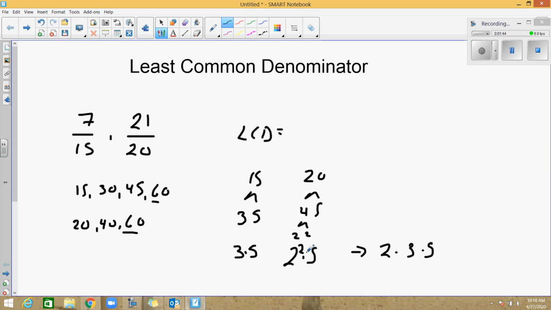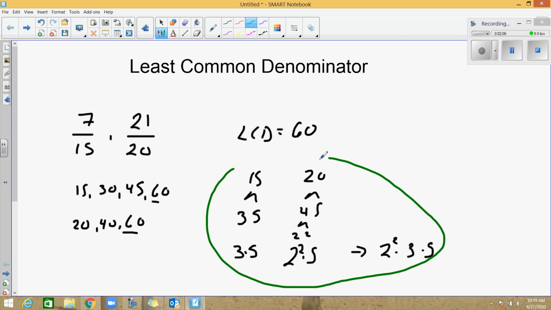Highest exponent of each. So I have a 2, highest exponent is 2. I have a 3, highest exponent is 1. And I have a 5. It doesn't matter how many 5s I have, their highest exponent is still 1. So 4 times 15 is still 60. And the reason I showed you this is because eventually we would be using it again. This is the way our letters work as well. So versus memorizing numbers versus letters, we have a way of doing them both.